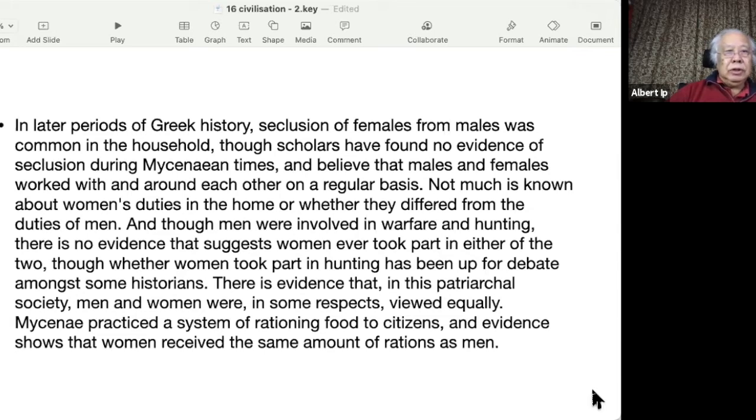Not much is known about women's duties in the house or whether they are different from the duties of men. And though men were involved in warfare and hunting, there's no evidence that suggests women ever took part in either of the two. Whether women took part in hunting has been up for debate as well. So it is evident that it is a male-dominated society.